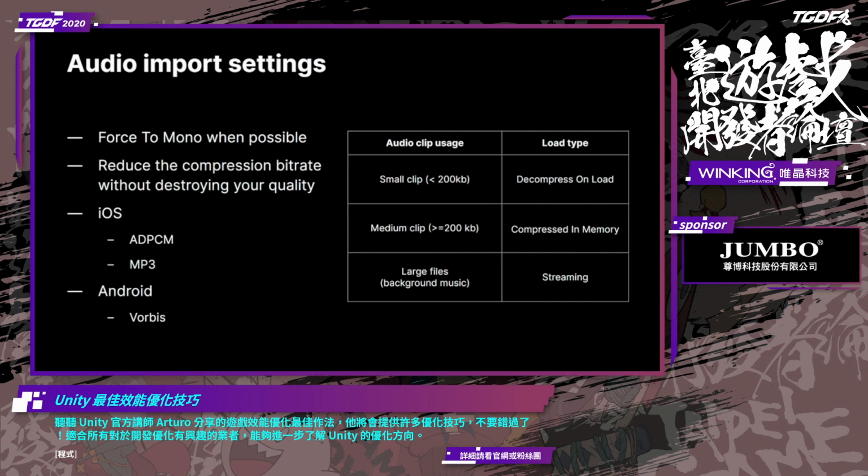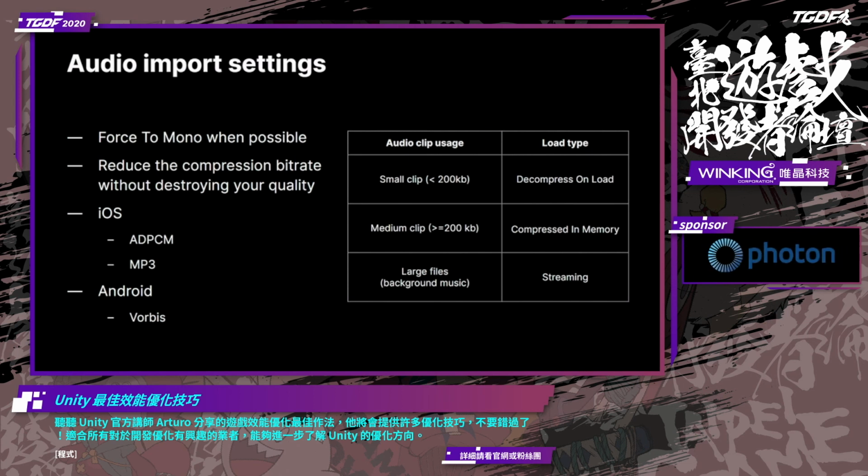So the recommendation here is, whenever possible, set your audio clips option to be forced to mono. By doing this, you will be saving around half of the memory space and disk space. If you need additional compression, you can reduce the compression bitrate. However, just make sure that it doesn't destroy the quality of the clip. And a quick guide on how to configure your audio settings is here on the slides. So force to mono when possible, reduce the compression, use these formats on iOS and Android.